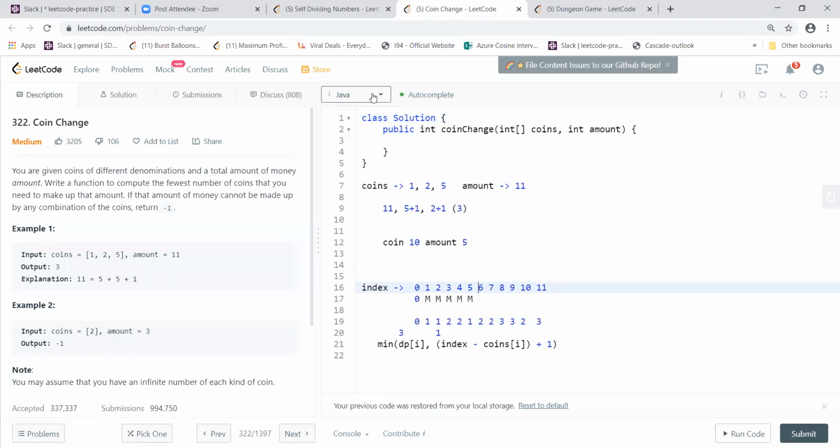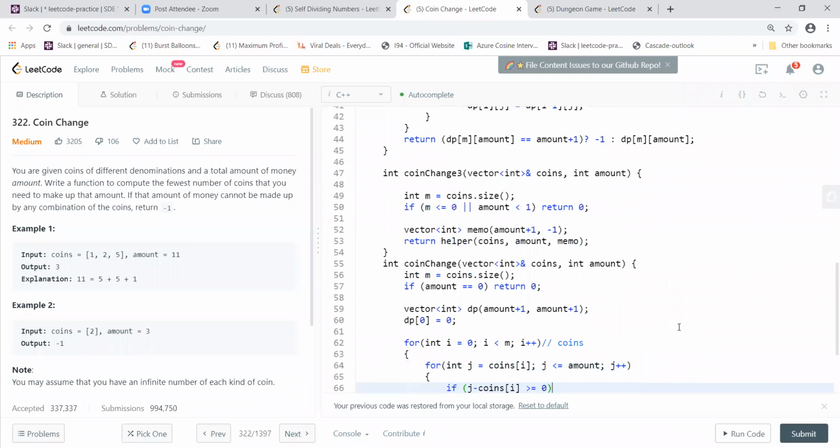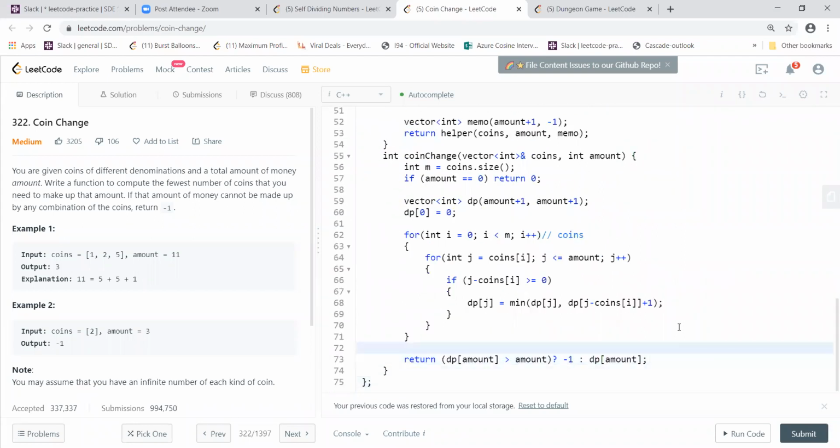If you are just starting DP, start with the top-down approach, and that will help you actually visualize the solution. Bottom-up is really difficult to visualize initially. So if you look at the problem from the top-down approach, it will look super easy to you.